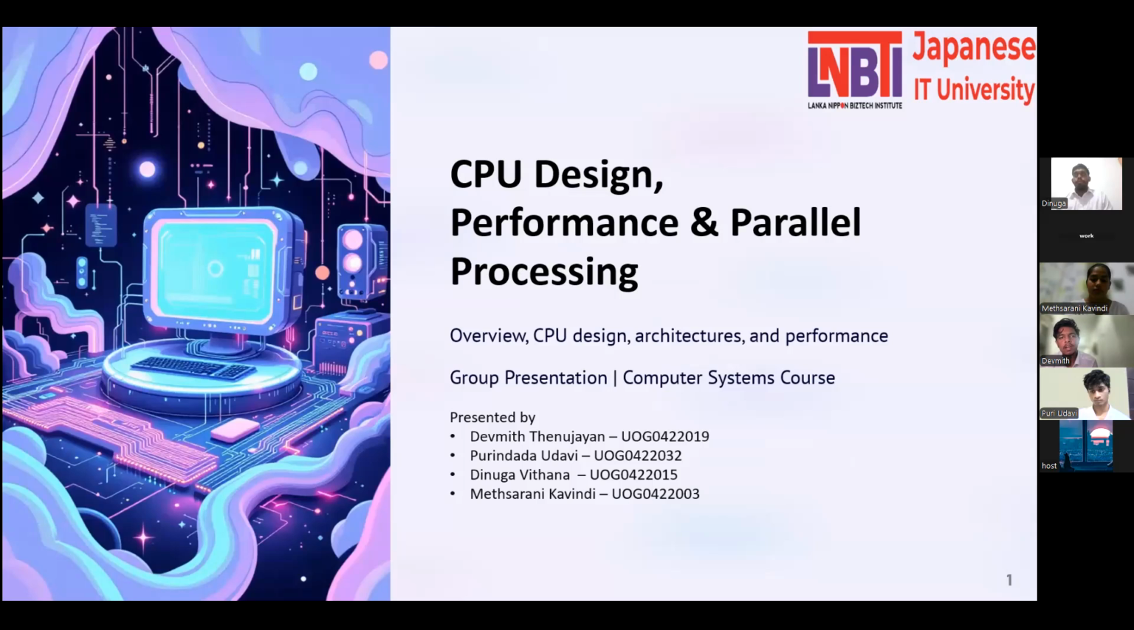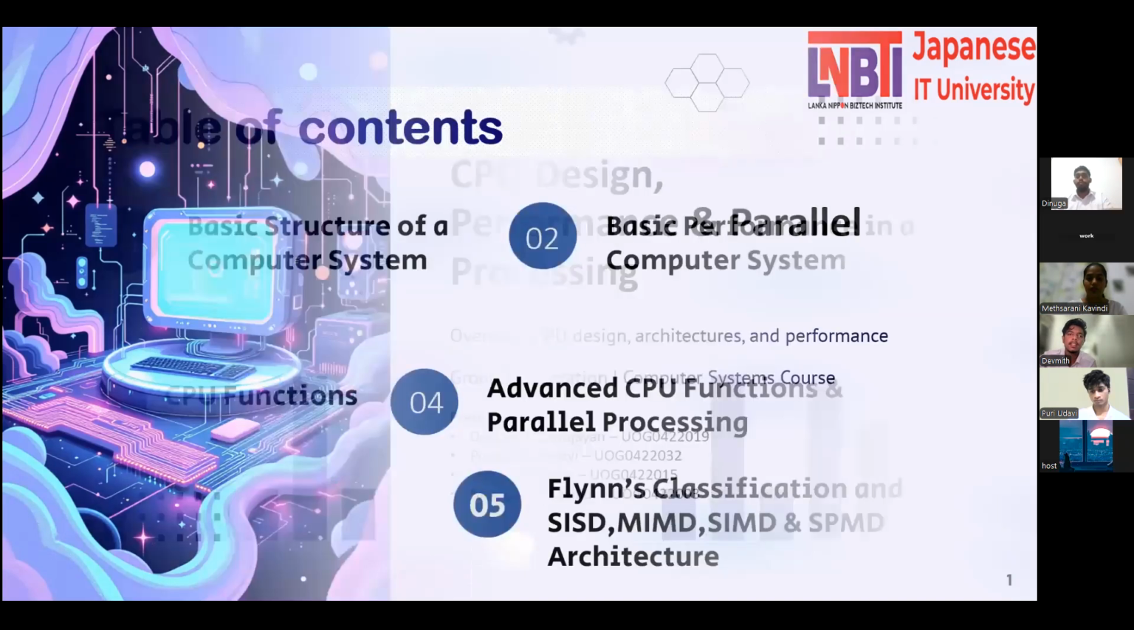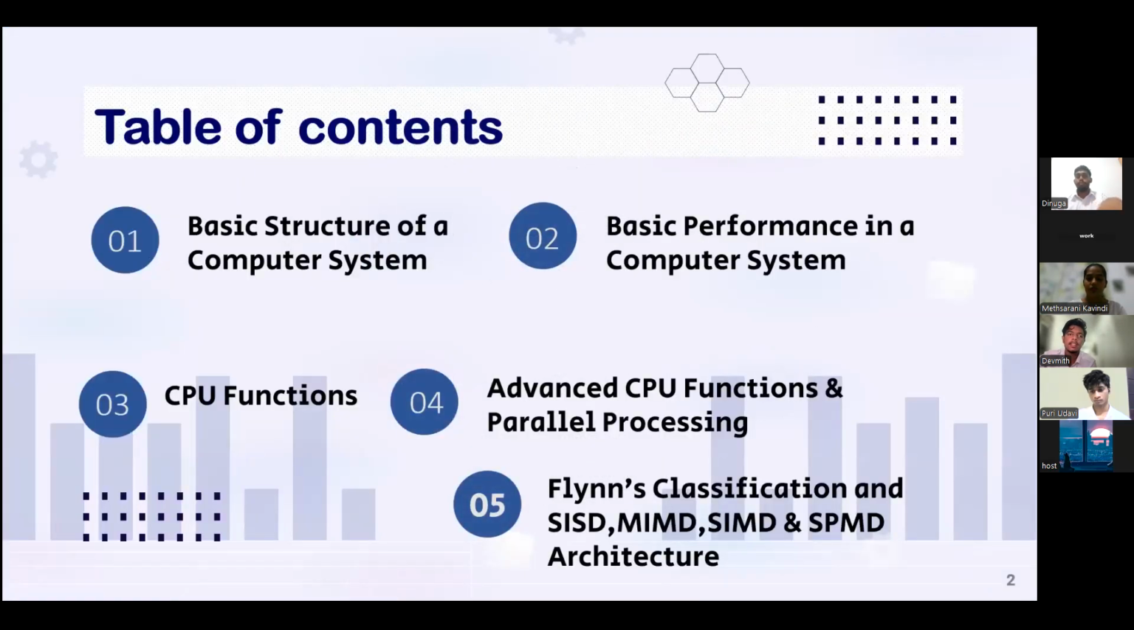We will cover five major areas: computer structure, system performance, CPU function, advanced CPU concepts, and Flynn's classification as well. For the table of contents, we will discuss the basic structure of a computer system, basic performance in a computer system, CPU functions, advanced CPU functions, and parallel processing. Classification: SISD, SIMD, MIMD, and SPMD as well. Now, next, I'd like to invite Dinuga.